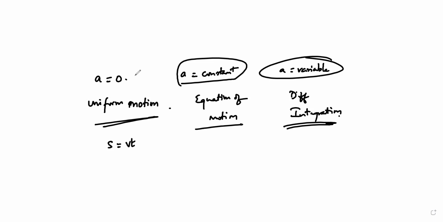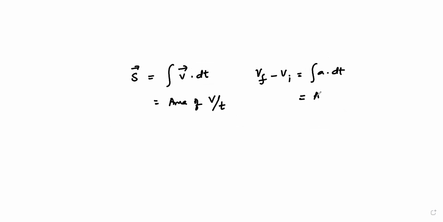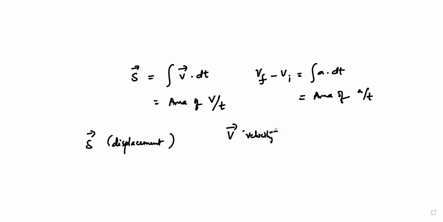If I am talking about displacement, s is equal to integral v dt. This is nothing but area of v by t graph. If I say vf minus vi, it is integral of a dt. That is area of a by t graph. Now let us say there are three things. One is displacement, that is s. Another one is velocity v. And you have another one called acceleration a.